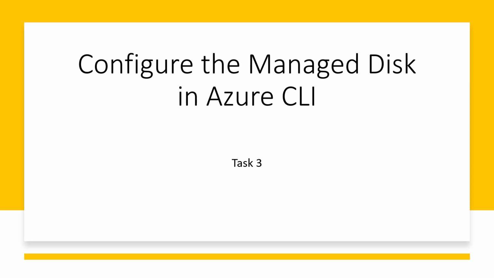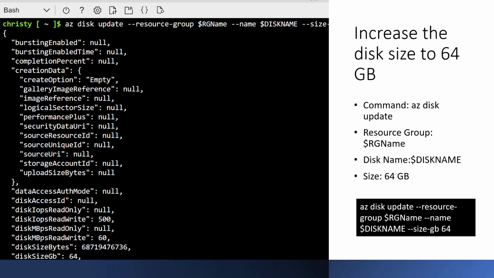Task 3 is to configure a managed disk in Azure CLI. The command on the screen updates the size of an existing managed disk in Azure. The command uses the Azure CLI command az disk update, which modifies an existing managed disk. The command specifies the name of the resource group and disk identified by the variables $RGName and $diskname, which will be updated. The new size for the disk is specified using the flag --size-gb and is set to 64 gigabytes.